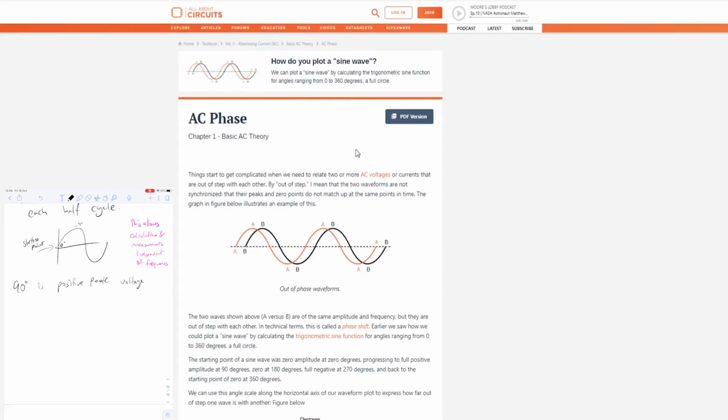Things start to get complicated when we need to relate two or more AC voltages or currents that are out of step with each other. By out of step, I mean that the two waveforms are not synchronized, that their peaks and zeros do not match up at the same points in time. The graph and figure below illustrate an example of this.